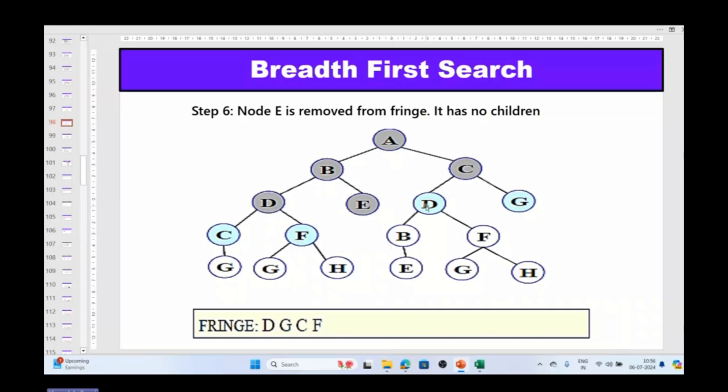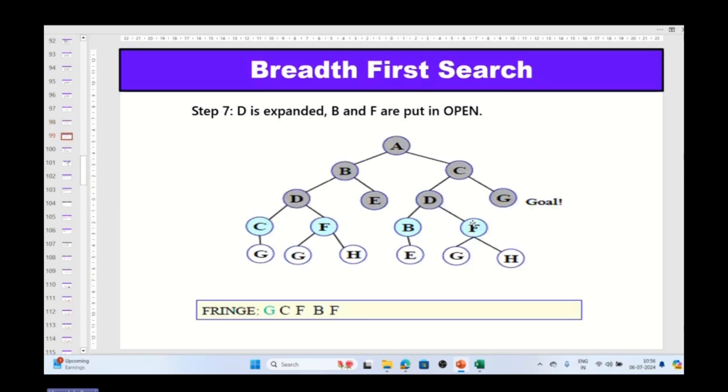After E, I will go to this D in this branch. Now this D we have to expand. So B, F will be added, right? And again G will be as it is, or C, F as it is. And finally, when we reach G horizontally, it will be the goal. So our path is A, B, C, D, E, D, G. So this is the answer to this problem.